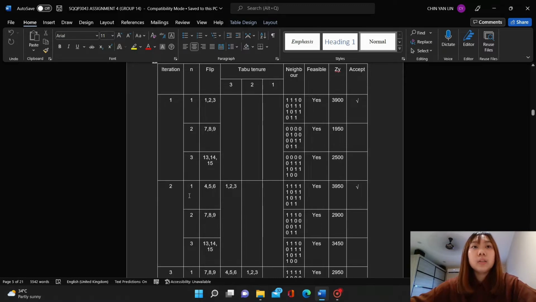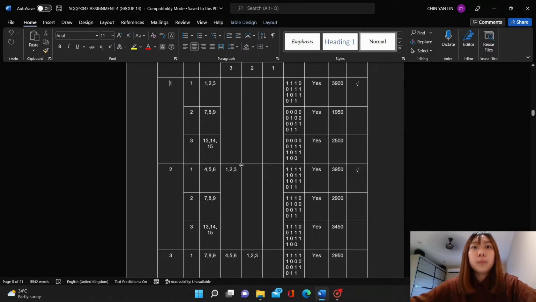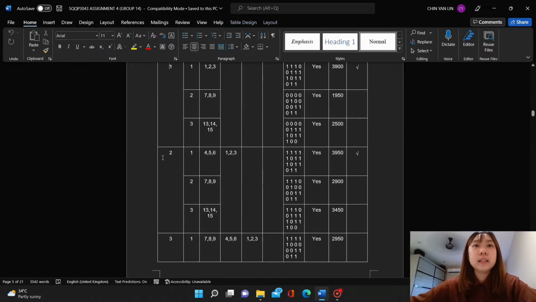In the second iteration, we use this x to flip the jobs. Because in the first iteration we flipped jobs 1, 2, 3, in the second iteration we cannot use them again. So we choose 4, 5, and 6 to flip. In the second iteration, the first neighbor's profit is 3,950. For the second neighbor we flip 7, 8, 9, and the profit is 2,900.